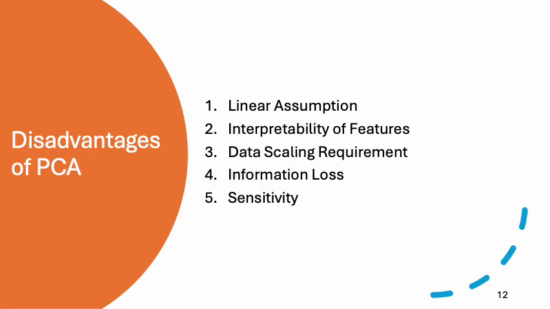The fifth one is sensitivity. PCA is sensitive to noise and outliers. Noise or outliers can affect the direction and variance of the components, potentially distorting the results.